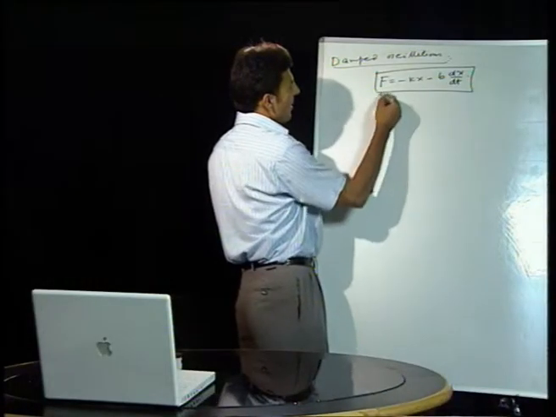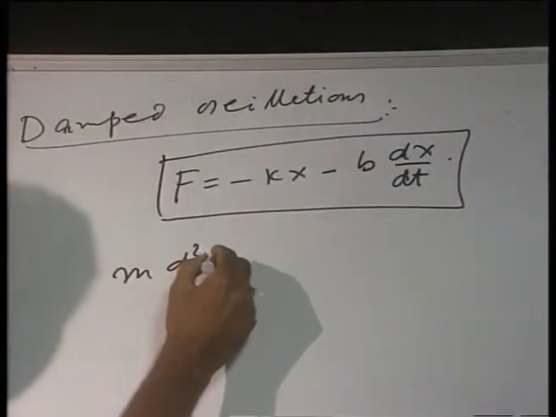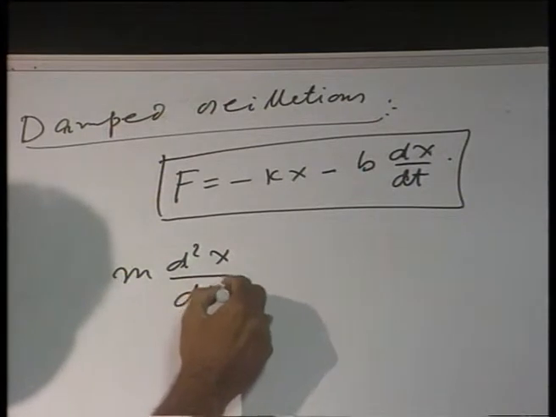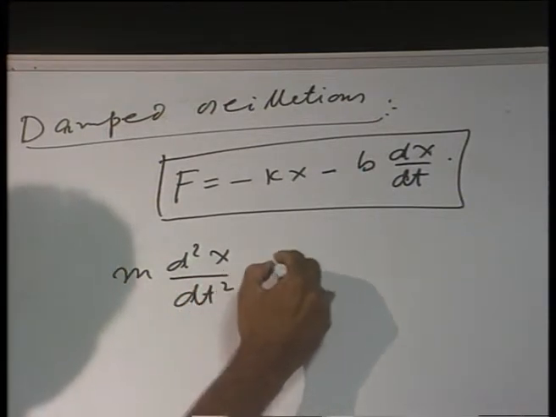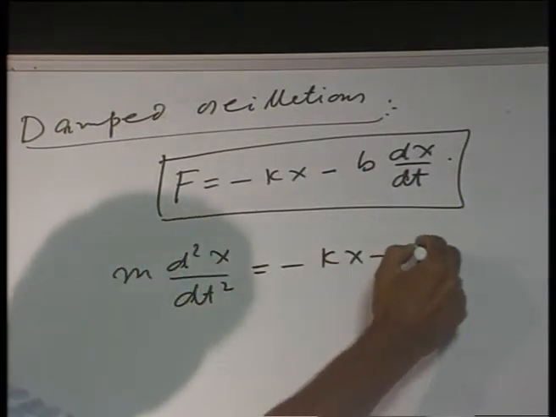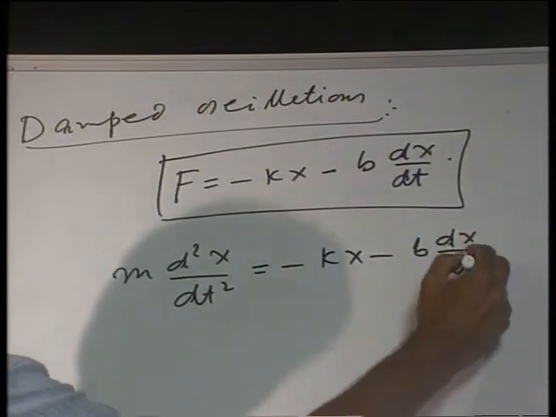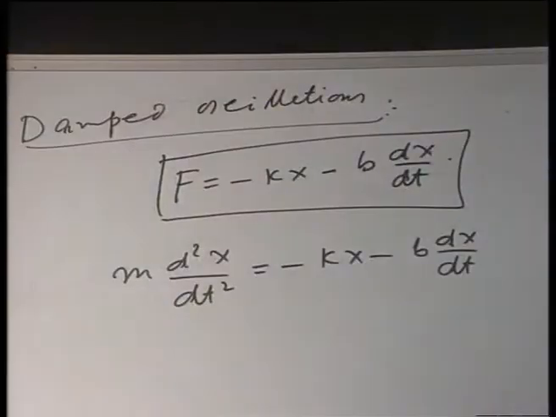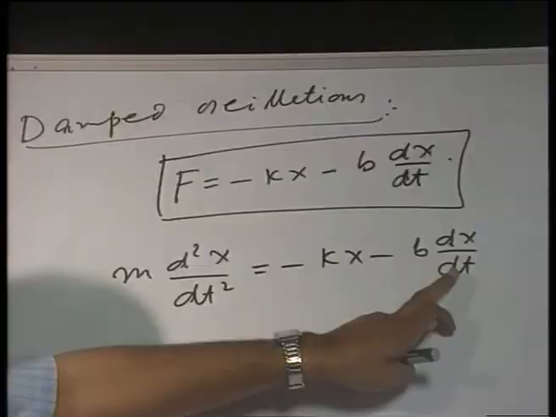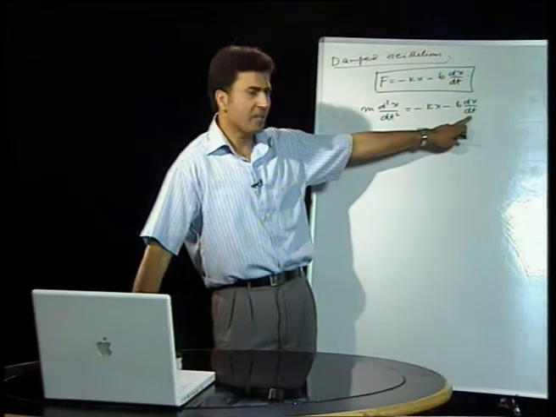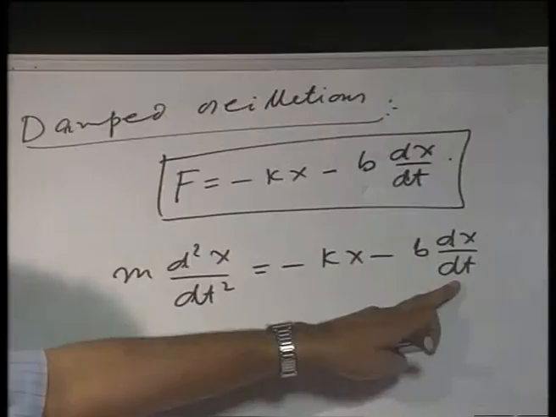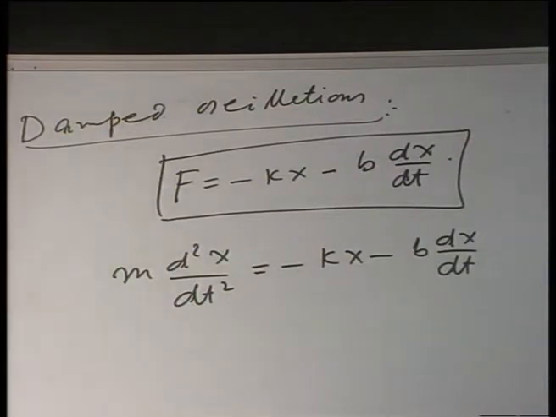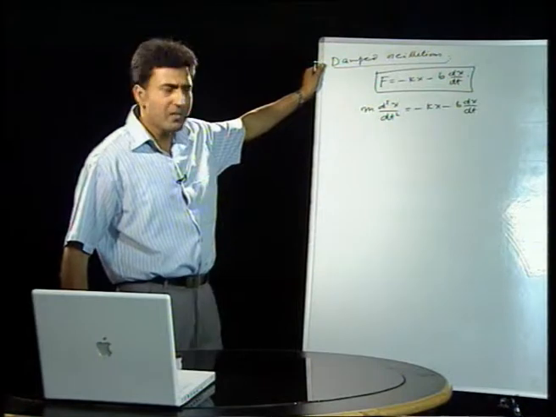So writing F = m d²x/dt² is equal to minus kx minus b dx/dt. This is again the differential equation for damped oscillations. We are looking at this dx/dt. It is obviously velocity, and the damping action, or the resistance offered by the liquid, is obviously dependent on velocity. This is the equation for damped oscillations.